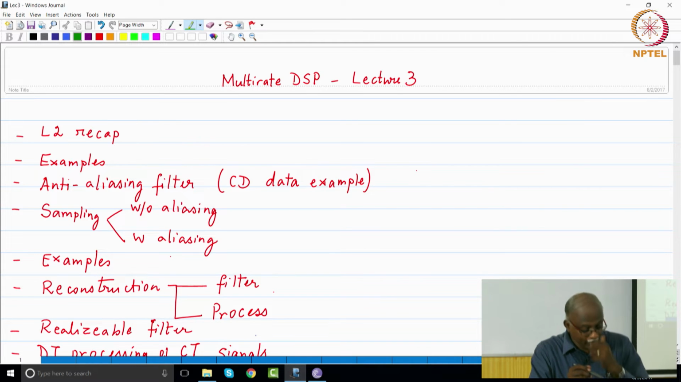And then today's focus will be on the reconstruction process and one of the applications of multi-rate signal processing, or of DSP in general, where you can move the continuous time processing into the discrete time. So the last part will be the discrete time processing of a continuous time signal. So let us begin with the following tasks: a quick summary of the points that we discussed in the last lecture.